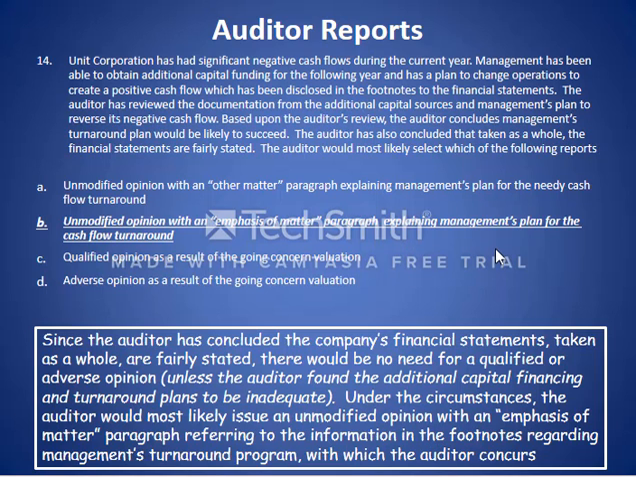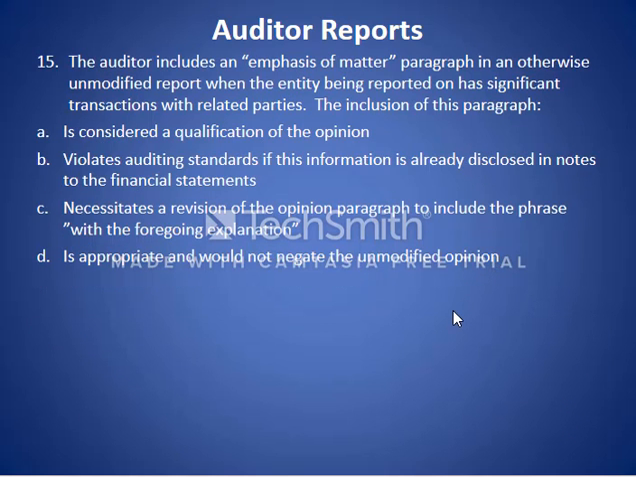Let's take a look at question number 15. The auditor includes an emphasis of matter paragraph in an otherwise unmodified report when the entity being reported on has significant transactions with related parties. The inclusion of this paragraph is, and again, you're given 4 different choices. So as you're reviewing your choices, stop the video, and when you're ready to look at the answer, go ahead and restart the video.